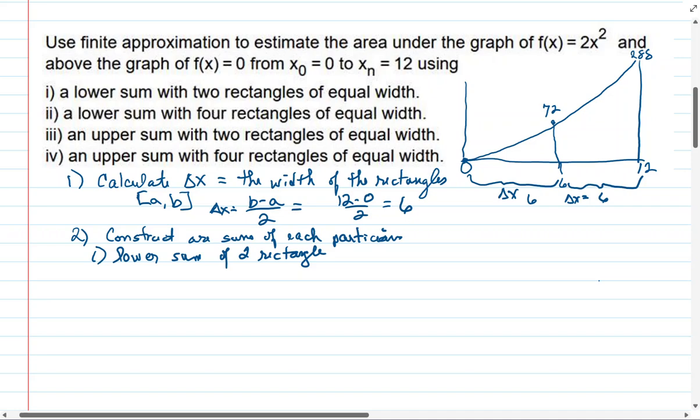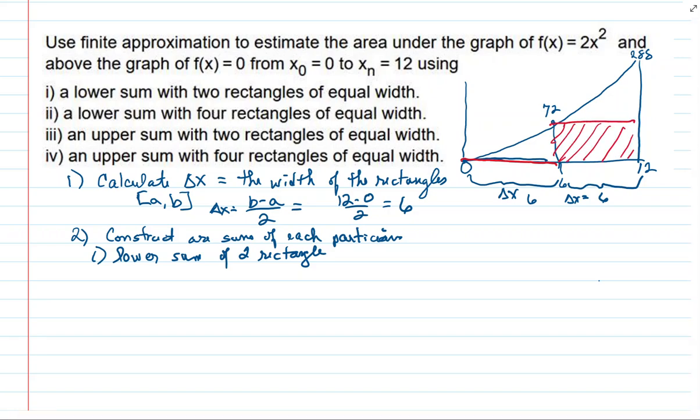So the lower sum is this one right here. So let me do that. That's this one and this one. Now, what do we see automatically about this concept here? What's wrong with it? Yeah, we lose a lot of area.